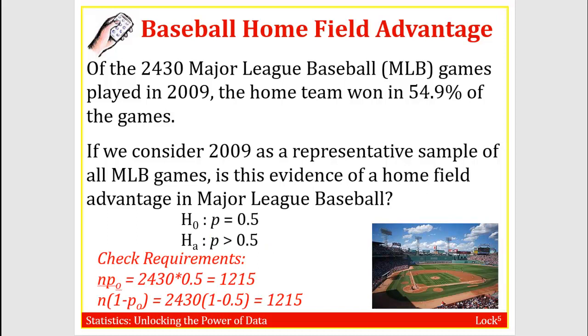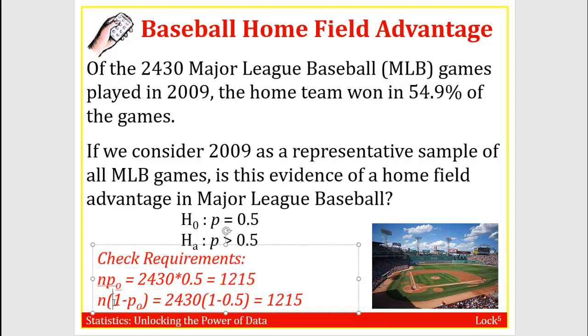Next, we're going to check our requirements. Remember, the requirements for a hypothesis test are different than the requirements for a confidence interval. In a hypothesis test, we want n times p naught and n times 1 minus p naught to both be bigger than 10. So n is our sample size. In this case, it's the 2,430 games. So we take 2,430 times p naught. P naught, remember, is the value claimed under the null hypothesis, which in this case is 0.5. So if we take 2,430 times 0.5, we get 1,215, which is certainly larger than 10.